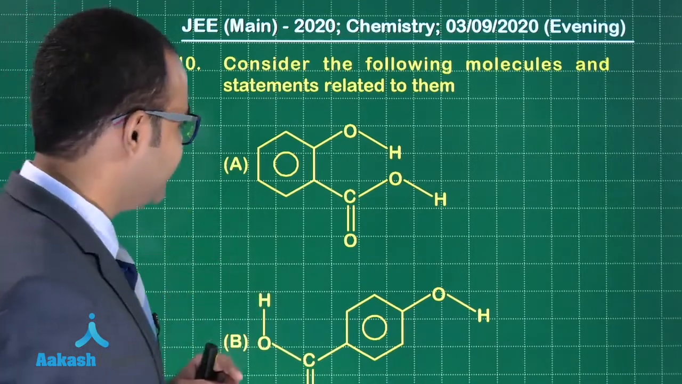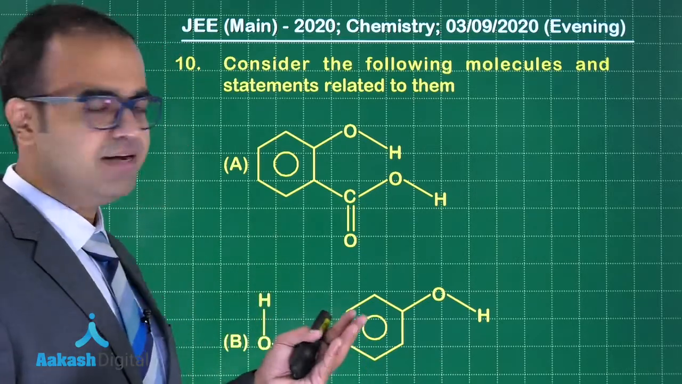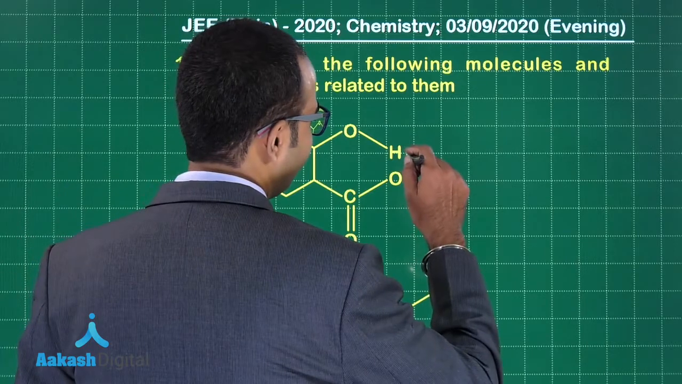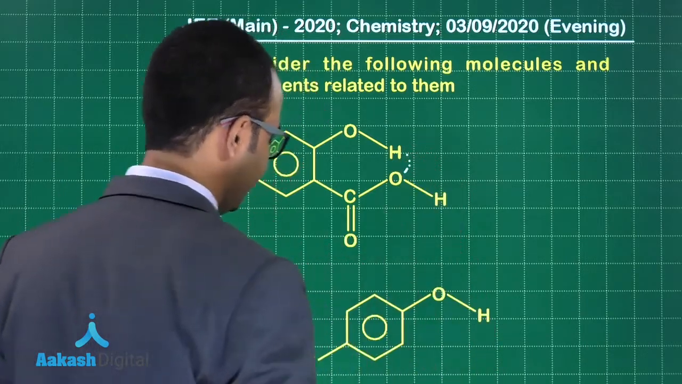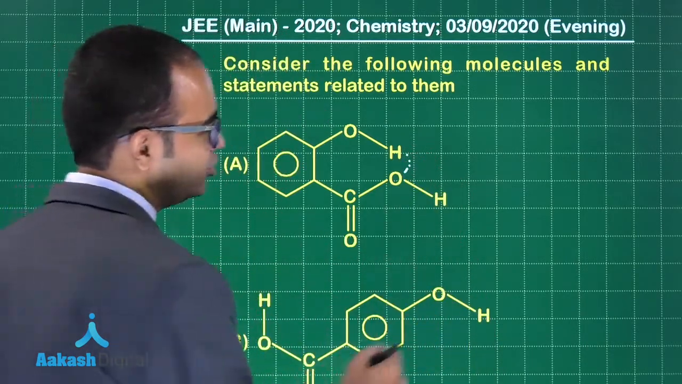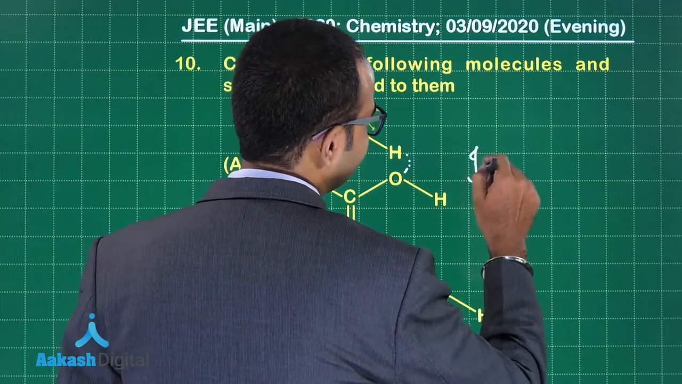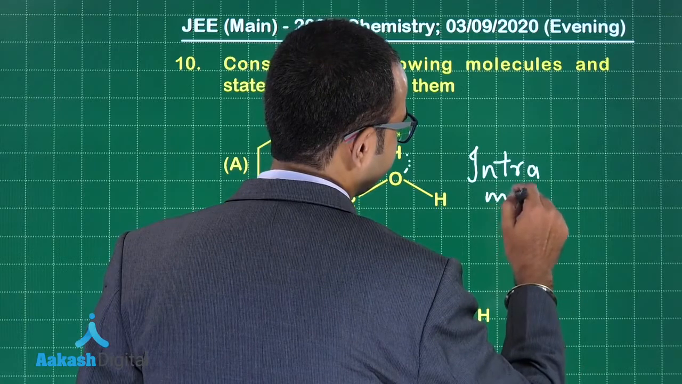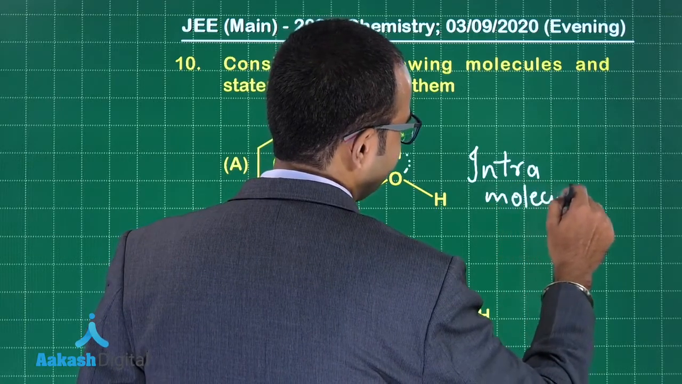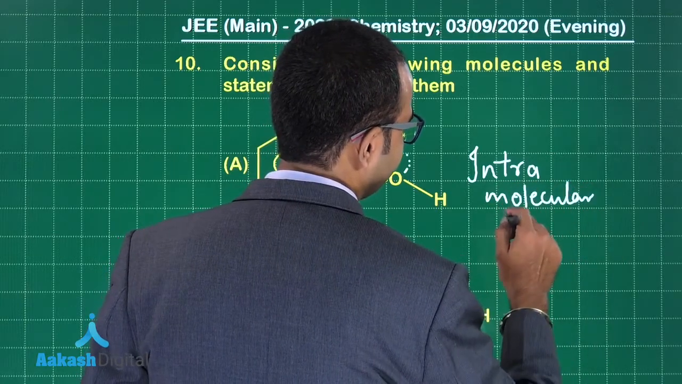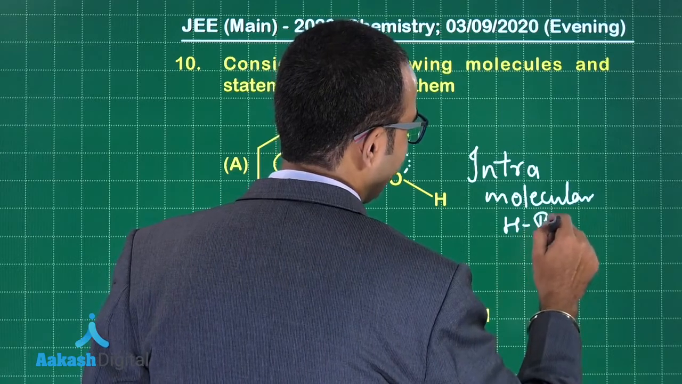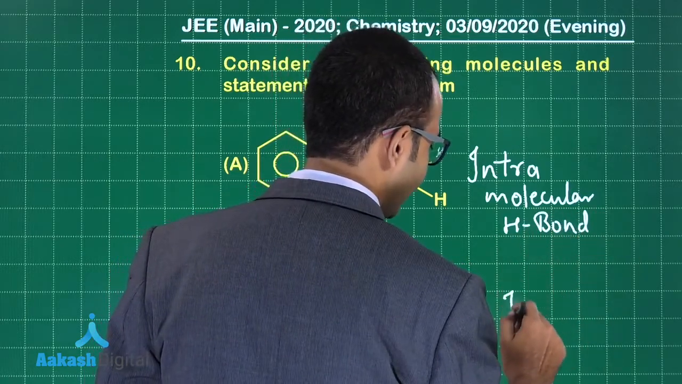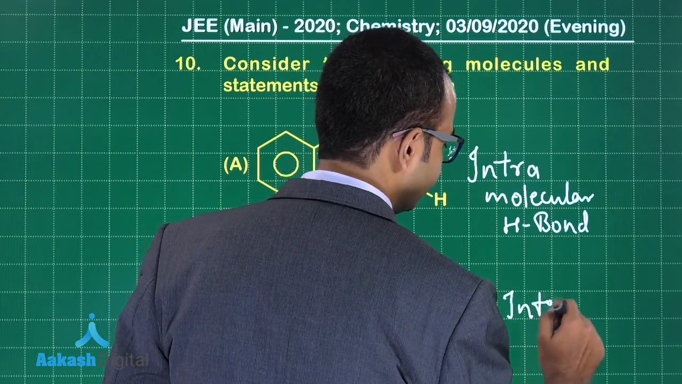So in this case, before looking at the statements, the first thing that we can predict over here is, here you can have intramolecular hydrogen bonding. Here you cannot have intramolecular hydrogen bonding. So here this is showing intramolecular hydrogen bonding. Okay. And this will show intermolecular hydrogen bonding.